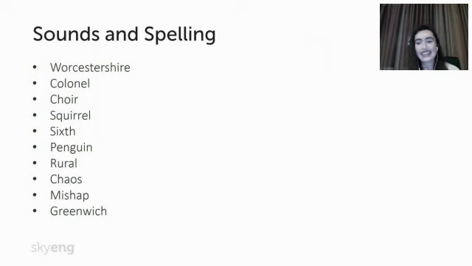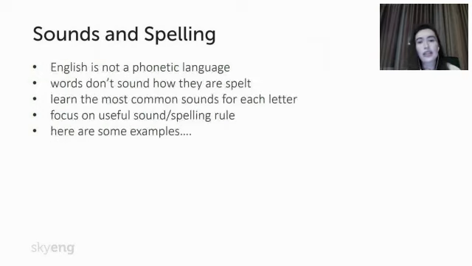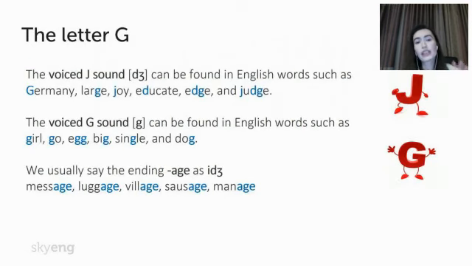Yeah. Okay, great. So sounds and spelling. As you know and see now, English is not a phonetic language, and a lot of words don't sound the way they're spelled. Let's say in Russian the letter O is always pronounced the same way. It's always O, and in English it's definitely not. That's why you need to be aware of the most common sounds for each letter. It will also be helpful to learn useful sounds and spelling rules. Okay, that's great. So I'm going to look at the letter G, which has two main pronunciations.